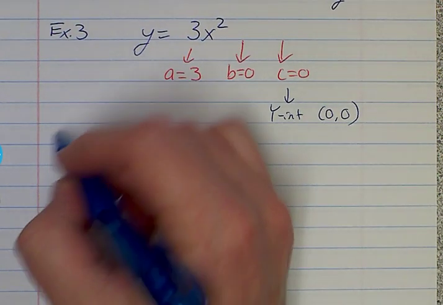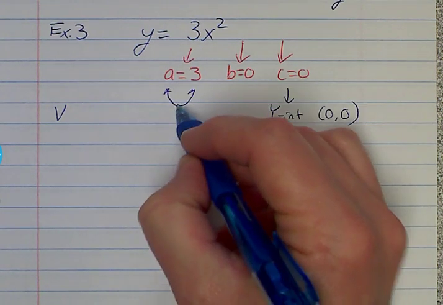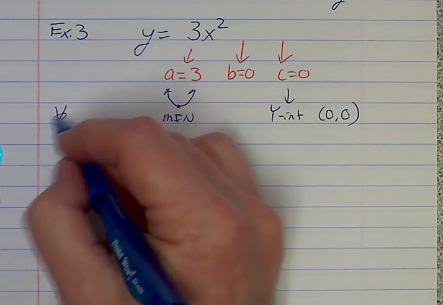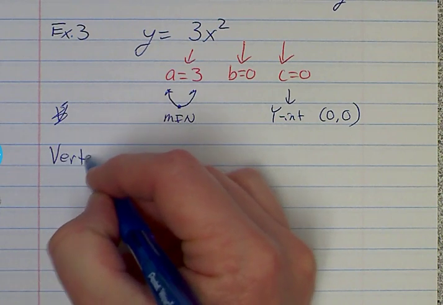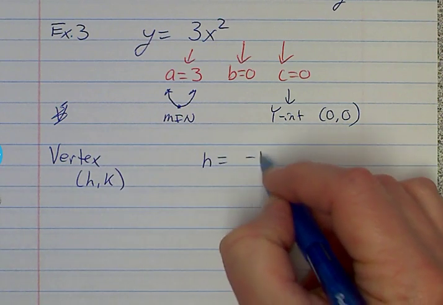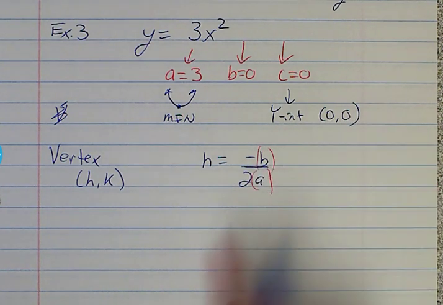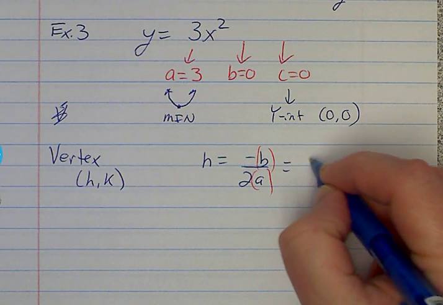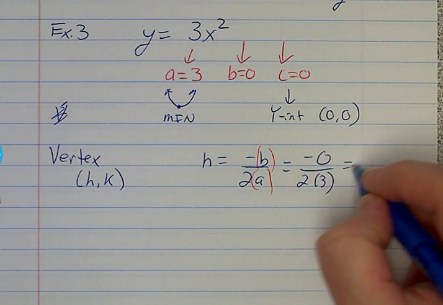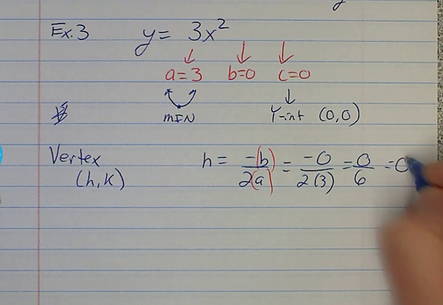And when you find your vertex, with the A value being positive, we know the graph is looking something like this. And with that being at the bottom, that's going to be a minimum when we graph this thing. We're still going to do the same thing for the vertex. It's still negative b over 2a. But the b is 0. So what happens when you have 0 over 6? It's 0, right?